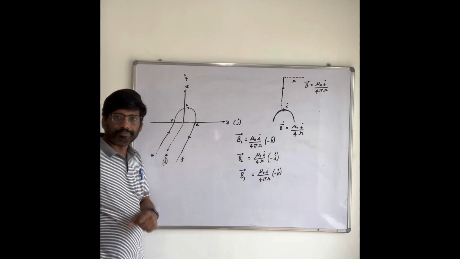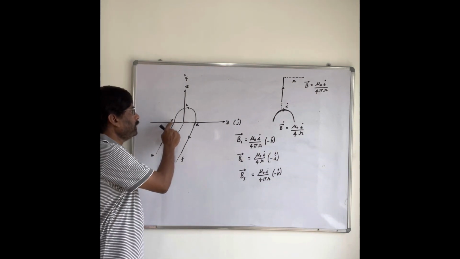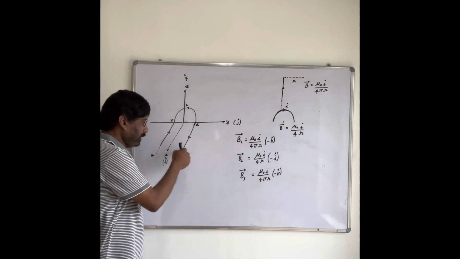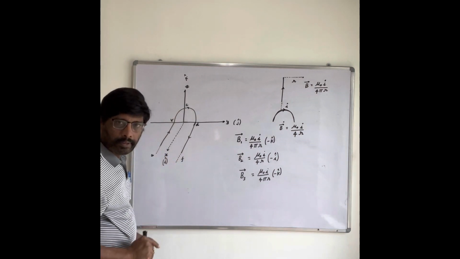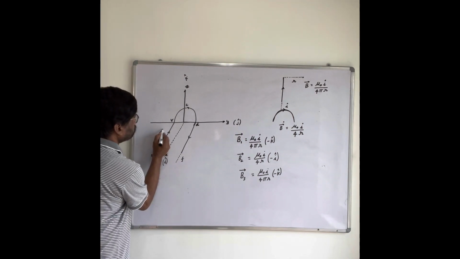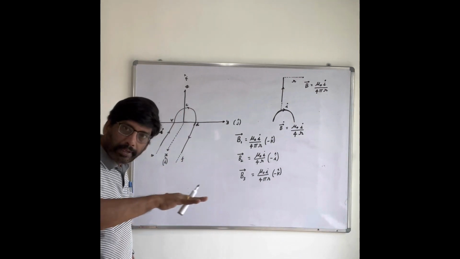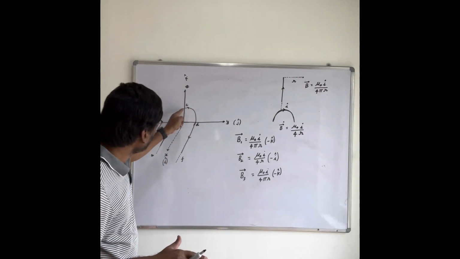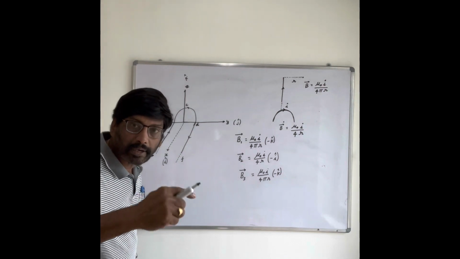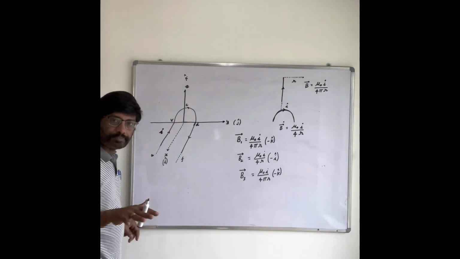Now look at this problem where a current carrying conductor AB, BCD and DF carries a current I. Here some part is in the XY plane, some part is in the YZ plane. The curved part is in the YZ plane, and the straight part is in the XY plane.